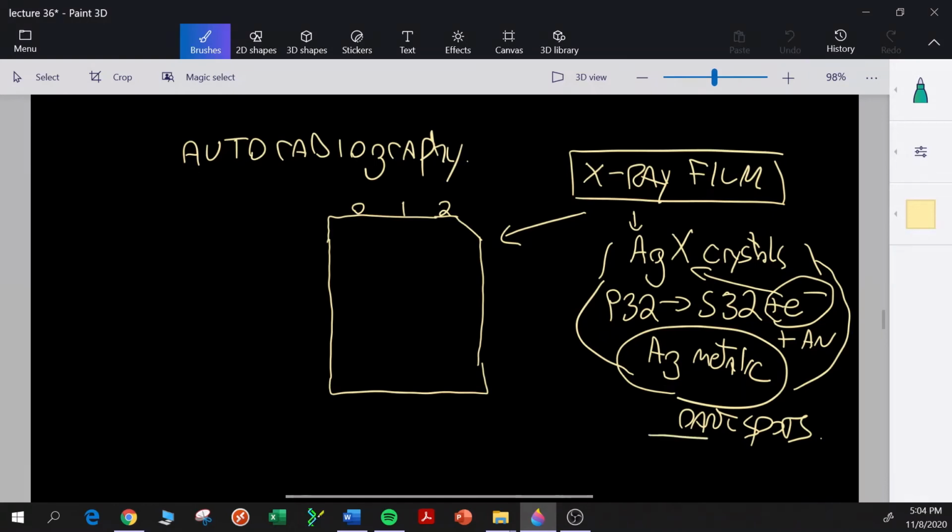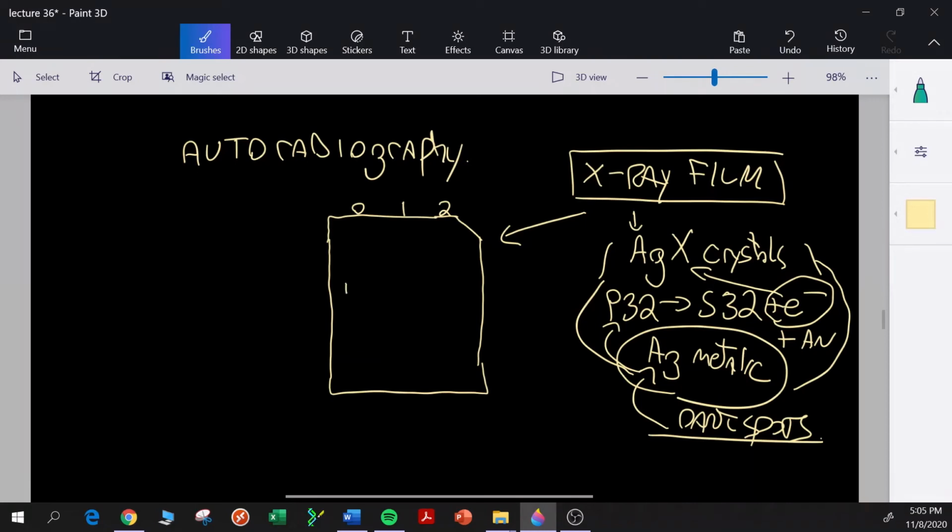So the darker the spot on the X-ray film, the more metallic silver that was present, and the more metallic silver, the more P32 decay. The more P32 decay, the more of the CSA probe that was on the membrane, and the more probe that was on the membrane, it means that we had higher levels of CSA messenger RNA.